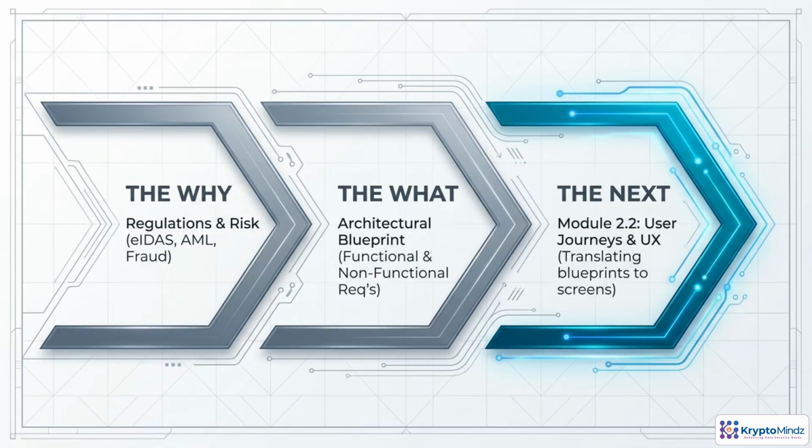You now have a clear, regulated use case, a set of stakeholders, and a structured list of functional and non-functional requirements. Next, we'll turn that picture into concrete user journeys and UX, and then use those flows to outline a high-level architecture.